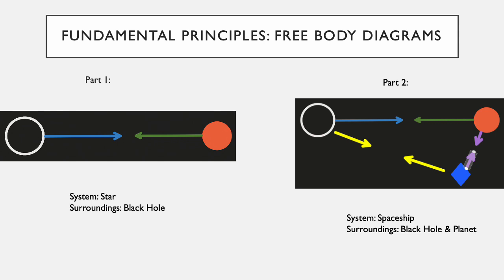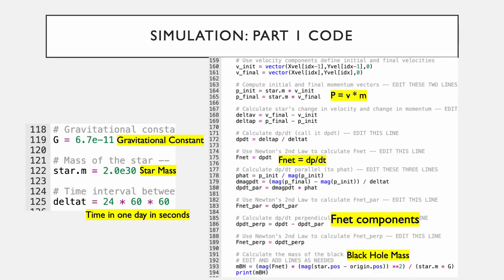Here are some free body diagrams. You can see part one, it's modeling the black hole and the star. And then in part two, it's modeling the black hole, the planet, and the spaceship. Here on the left, you can see some constants for part one in the code. And then on the right, we're just finding F net and then using that to find the black hole mass.